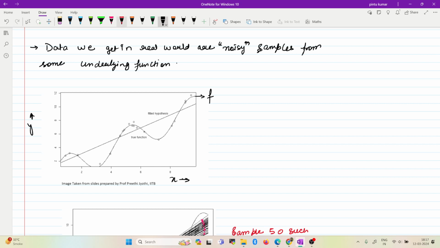So what happened is that, let's say we have sampled these points. So you can see while sampling, we can make some slight error.